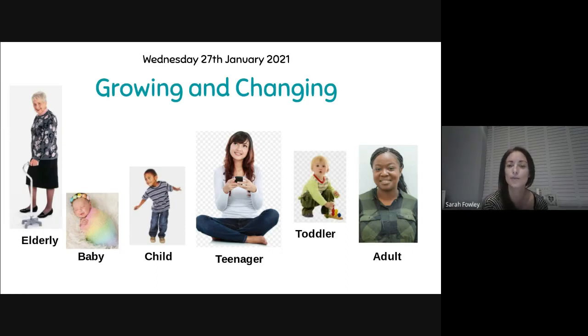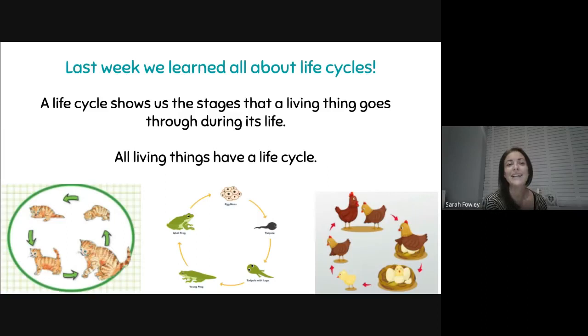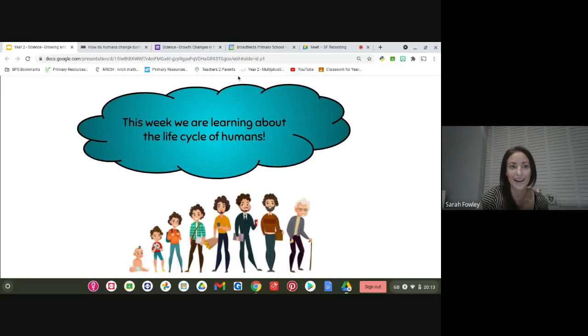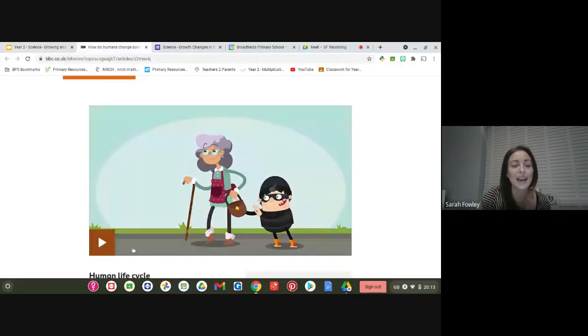Today we're learning all about growing and changing. Last week we learned all about life cycles. So a life cycle shows us the stages that a living thing goes through during its life. And if you remember, all living things have a life cycle. So humans, animals, plants, anything that is living all have life cycles and they go around and around and around. This week, we're learning all about the life cycle of humans. That's us. How exciting. And I'm just going to show you a short video before we carry on with the slides.